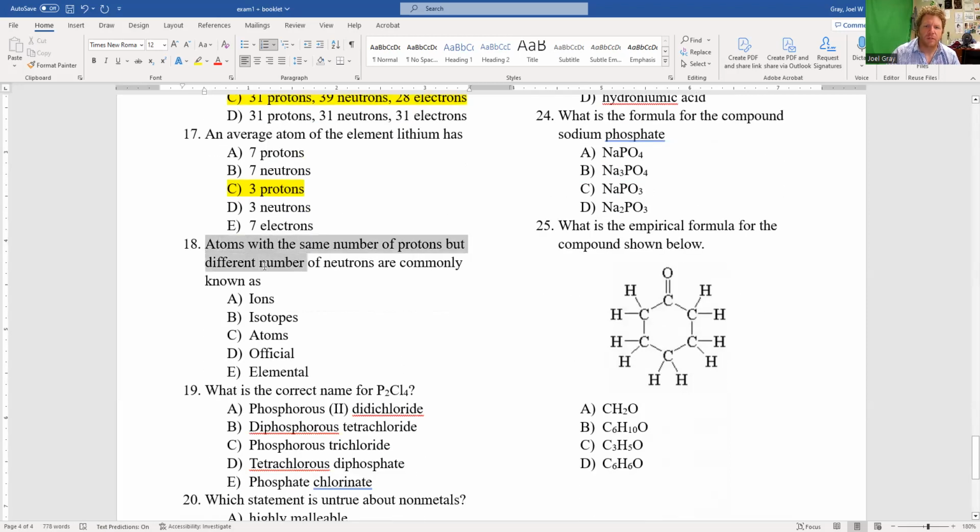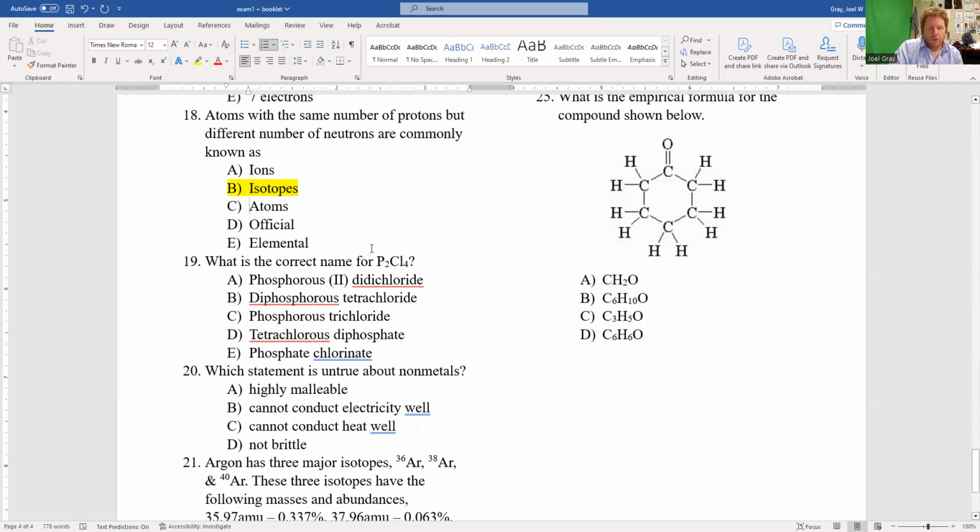Atoms with the same number of protons but different number of neutrons are commonly known as, okay, so we've got, oopsies. Okay, there we go. Atoms with the same number of protons but different number of neutrons are commonly known as, okay, so we've got 2 different atoms. They have the same number of protons, but they have different number of neutrons. Those would be known as isotopes.